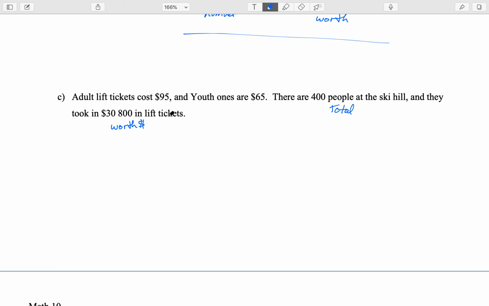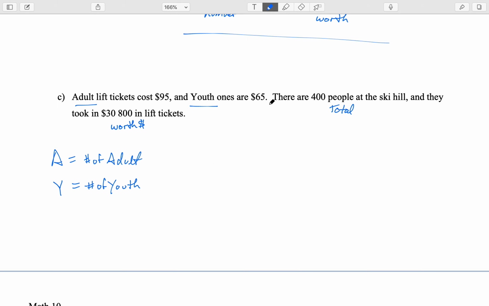So what are we dealing with here? Adult lift tickets, youth tickets. I'm going to say this one's A, this one's Y. You can call them whatever you want. Call them X and Y, but it kind of makes sense to use the right letters. So A is the number of adult lift tickets, and Y is going to be the number of youth lift tickets.